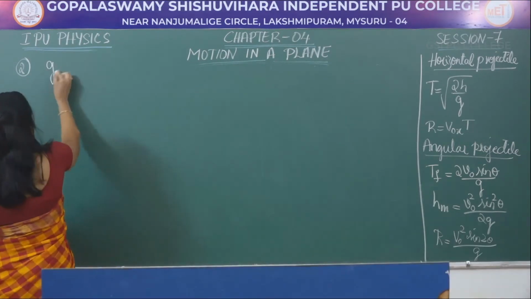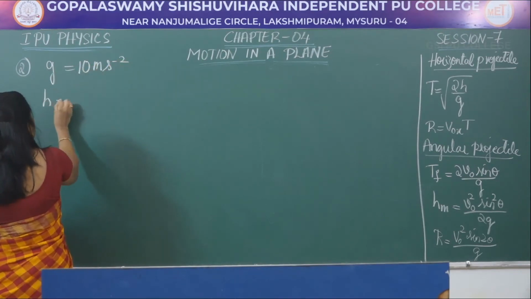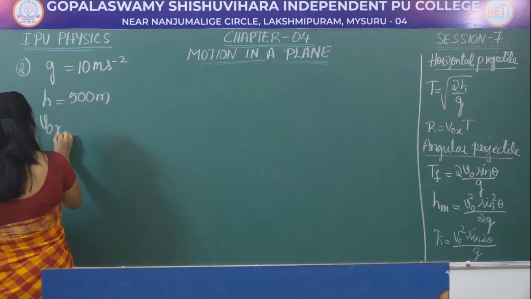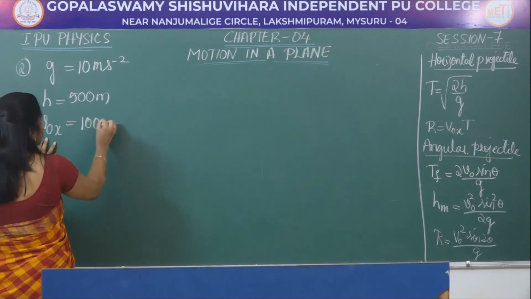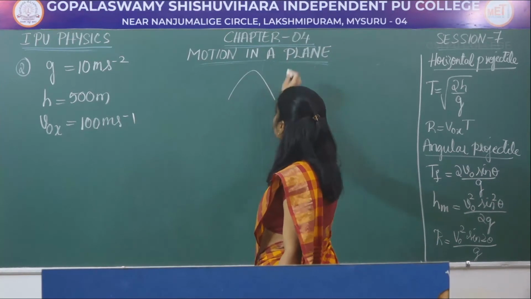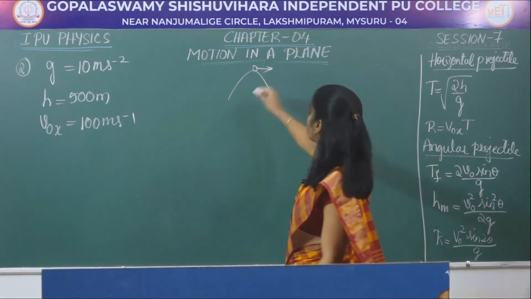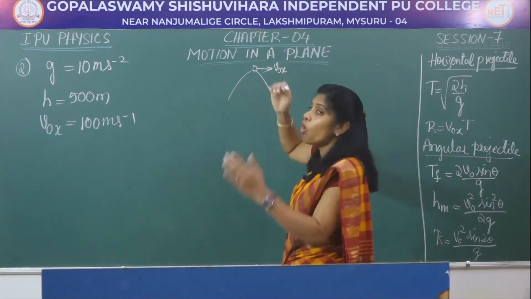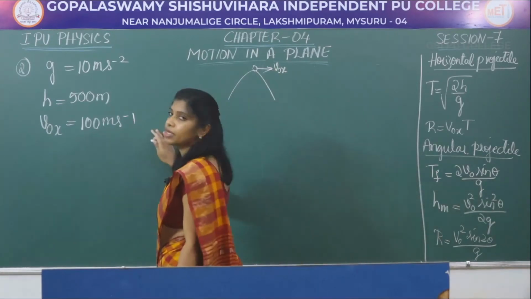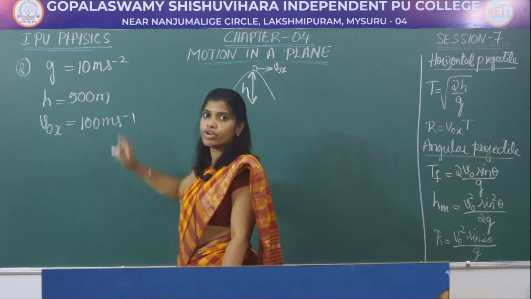So g is to be taken as 10 meter per second square, the height is 500 meter, and the initial velocity v naught x is 100 meter per second. These are the things which have been given. From the top of the hill, a particle has been projected with some initial horizontal velocity. Therefore, v naught x is equal to 100 meter per second, and the height of this hill is also given, which is 500 meter.